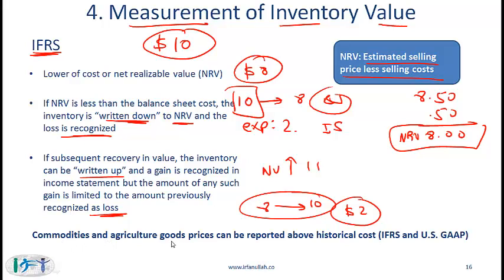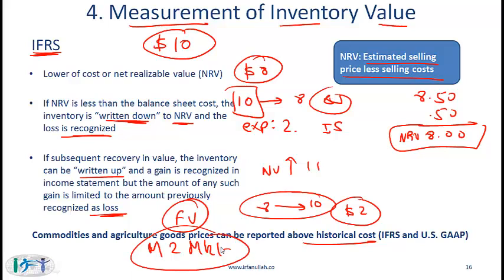Commodities and agricultural goods prices can be reported above the historical cost. This is because with commodities and agricultural goods, we have ready markets with clearly known prices. These goods are considered extremely liquid, so the price on the balance sheet is essentially shown at fair value. These are items which we mark to market, a concept that we have discussed before. In this particular case, we are not limited by the cap of $10.